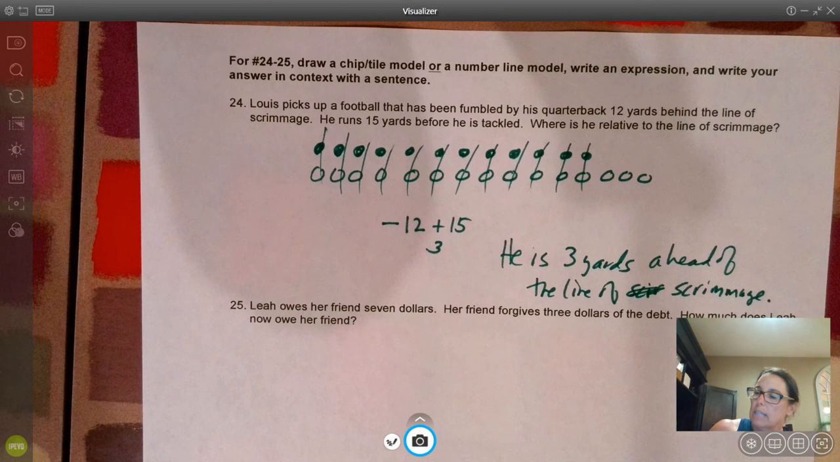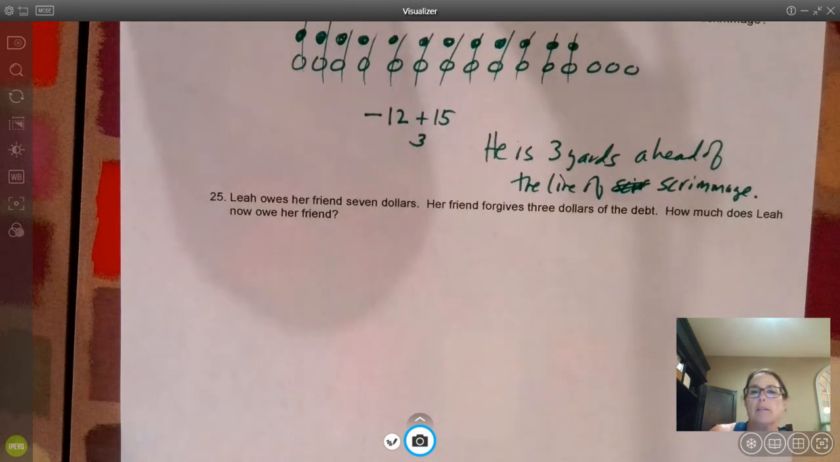Okay, one last one. If you want to pause me and give it a shot on your own, go for it. Leah owes her friend $7. Her friend forgives $3 of the debt. How much does Leah owe her friend now? Okay, so again, easy problem, but can you do a tile model, a chip model? Can you make an expression?